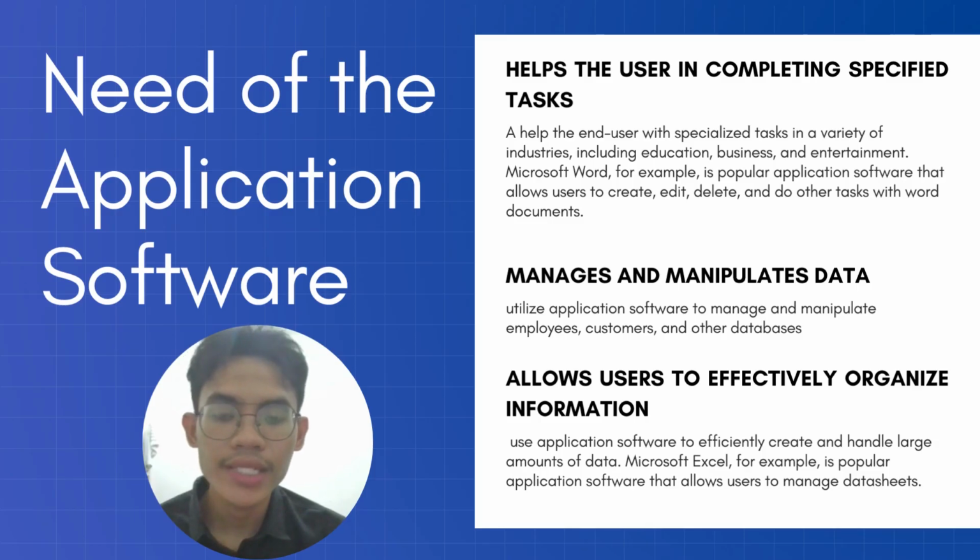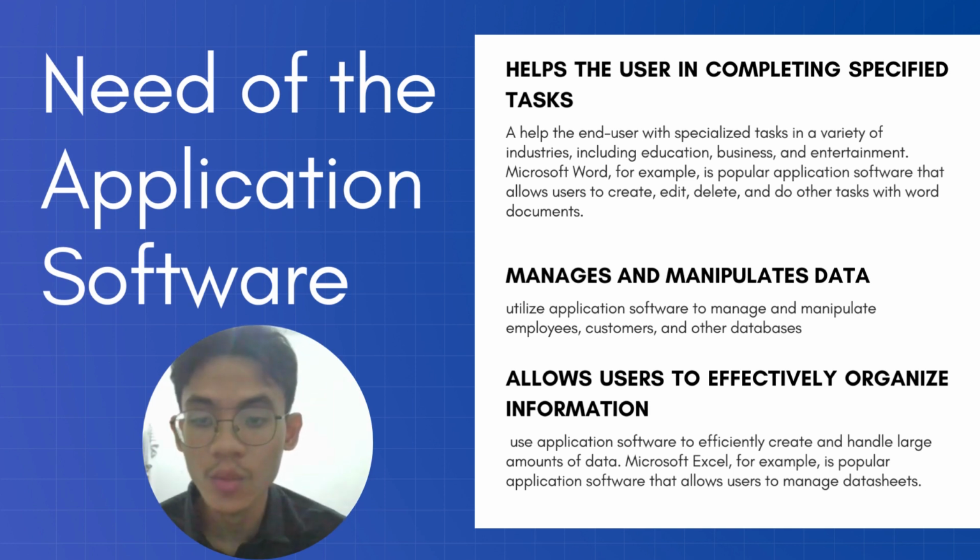Need of the application software. First, it helps the user in completing specified tasks. Application software is designed with the user in mind. They help the end user with specialized tasks in a variety of industries, including education, business, and entertainment. Microsoft Word, for example, is popular application software that allows users to create, edit, delete, and do other tasks with Word documents.